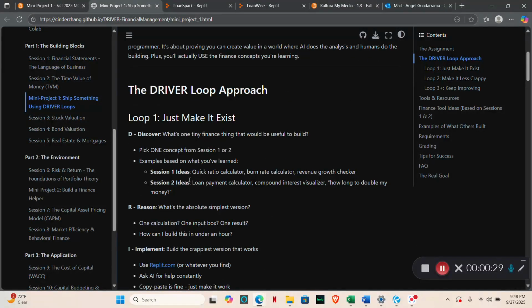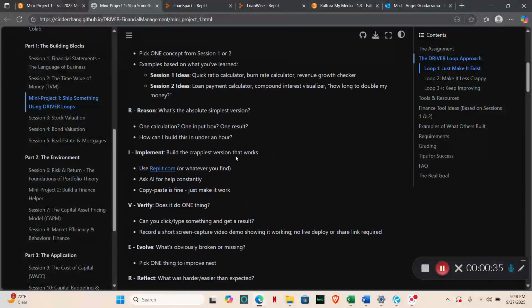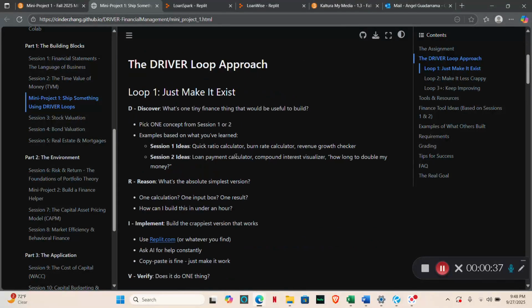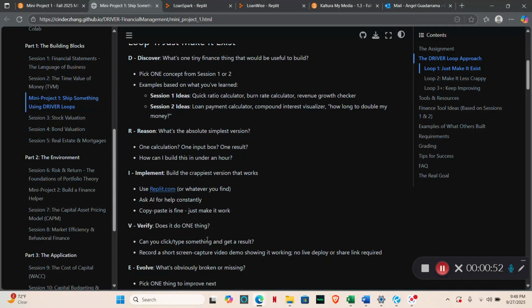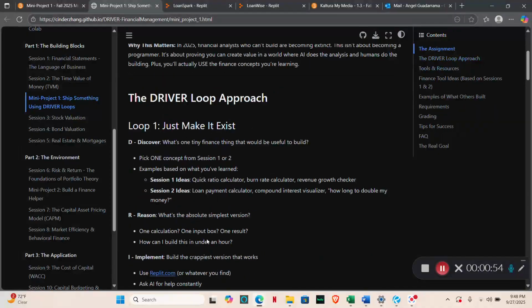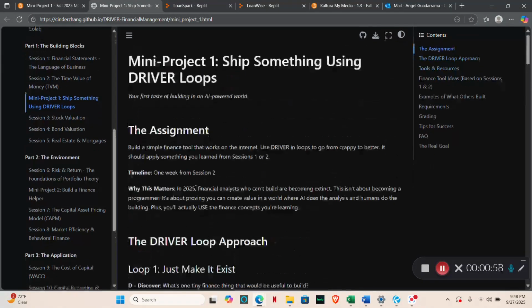So, I chose the Session 2 idea, a loan payment calculator, and I used Driver to create my website through Replit. I have to verify it does one thing, implement an idea, reason with it, and break down how I can evolve from it. So let's just get right into it.